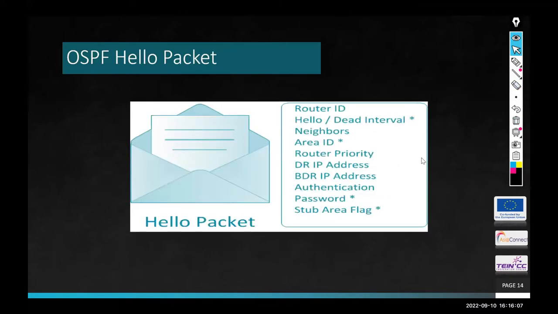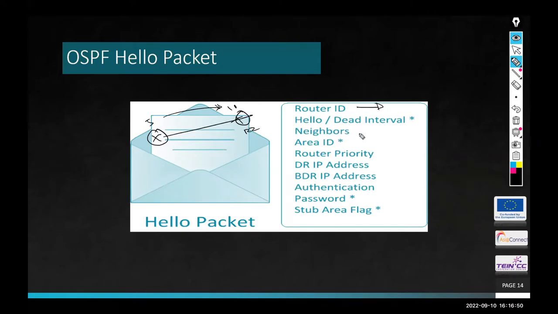So in OSPF hello packets, router ID is not a mandatory field. If it were mandatory, the router ID would be unique, but it's not mandatory. You have the router ID for building the neighbor adjacency, but you have to match the hello and dead interval with the two neighbors. Like if you have R1 and R2, and in R1 the hello time is 5, and in R2 the hello time is 10, then neighborship will not establish. We'll check it more in our lab.